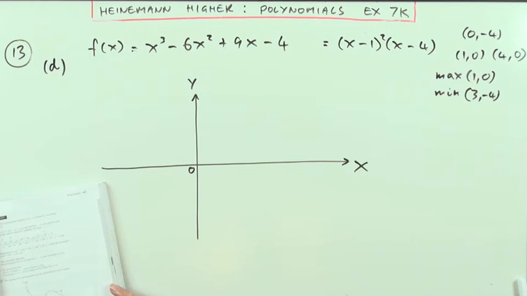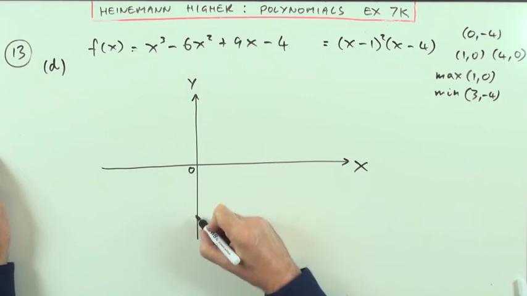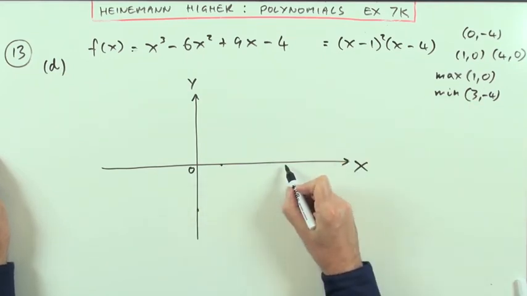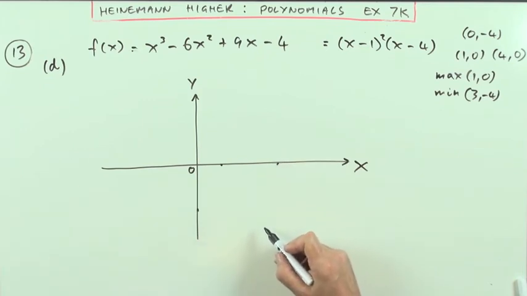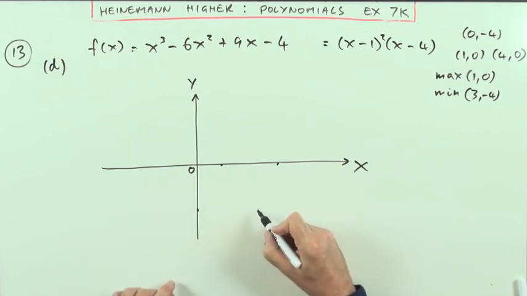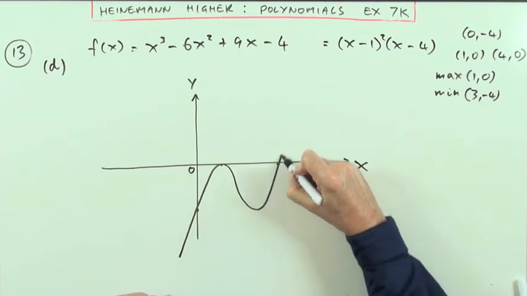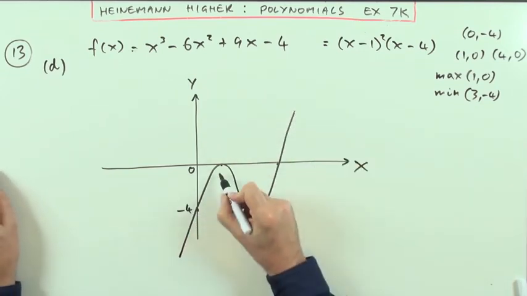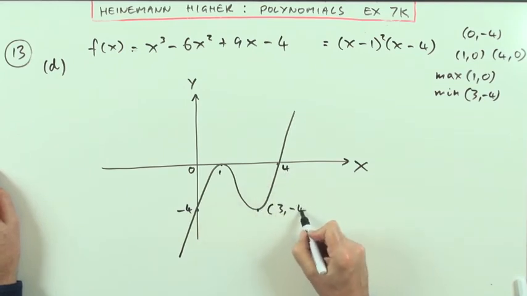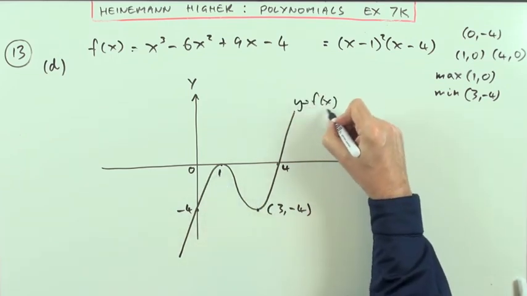Part D then, sketch the graph. Right, put this information on it. So it's cutting the y-axis at negative 4, the x-axis at (1, 0) and at (4, 0). And it's got a maximum turning point here and a minimum at 3. Well, it's also at negative 4. Right, so it's going to come up, take a turn there, come down, take a turn there, and pass back up there. Something like that. That's negative 4, that's 1, that's 4, and that's at the point (3, -4). So that's y equals f of x.